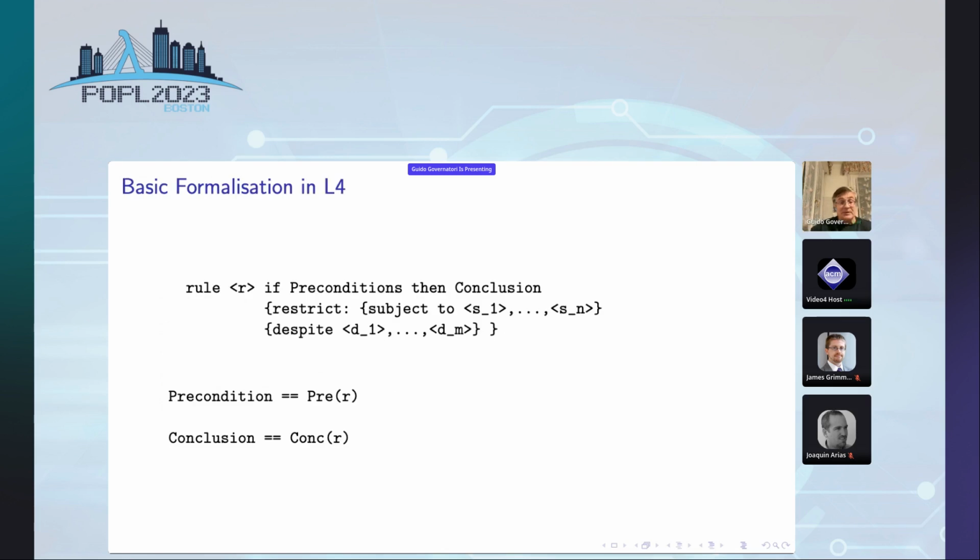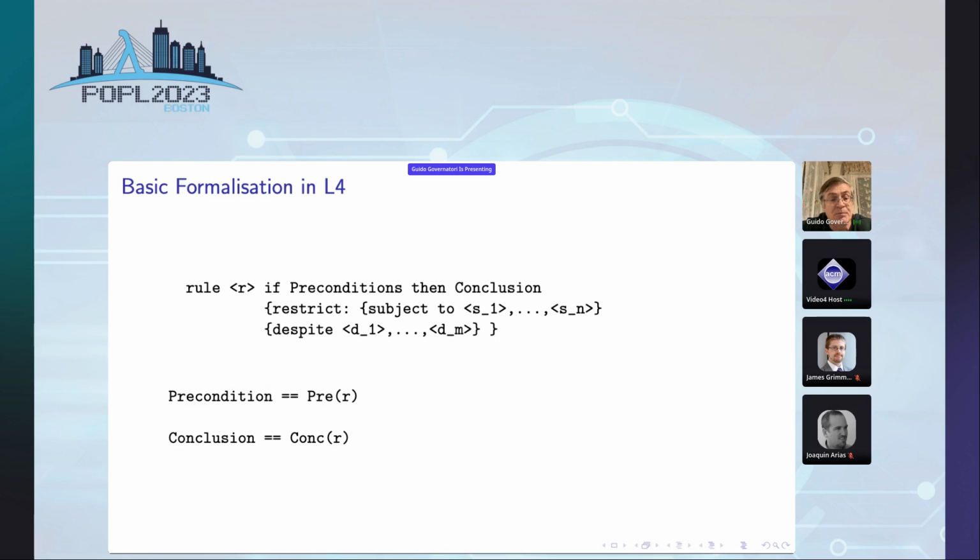Here, when we consider the very basic internal representation, legal provisions are represented as rules, where each rule has an identifier, R in this example. Each rule is an if-then construction where you have a set of preconditions, propositional formulas, and then you have a conclusion, which is a formula.